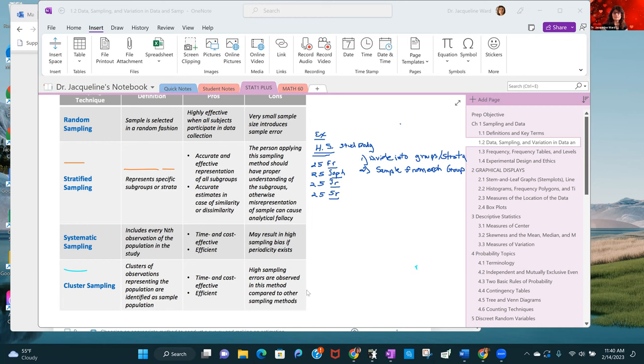And then we have cluster sampling. So this is where we pick a random cluster, like a group, and then study everything in that group. So you choose random groups, and then study all in those groups.